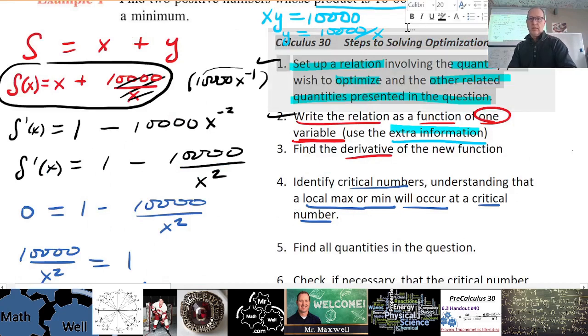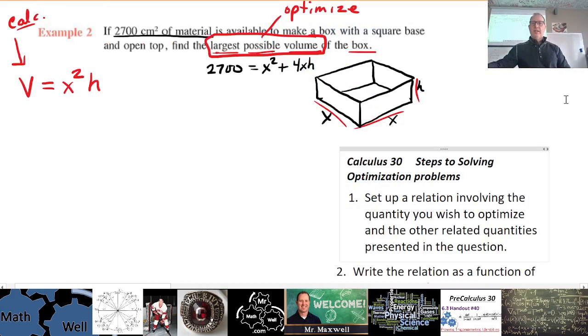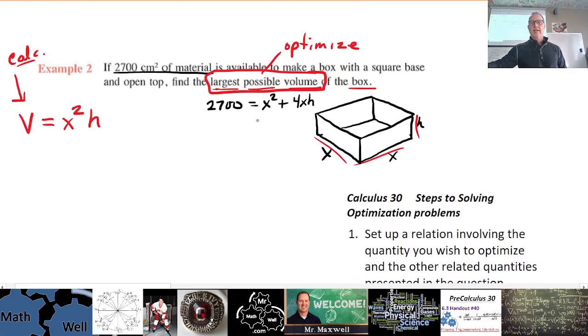Actually, let me just copy this for you. So we've set up a relation of what we want to optimize. And the second point was to write the relation of the function in terms of only one variable. So that's where we use our second bit of information. And you see we have an x and an h in the volume. It's not a function of just one variable yet, so we have to substitute something. It's tough to solve for x because it's in 2 different terms, so we're going to solve for h.